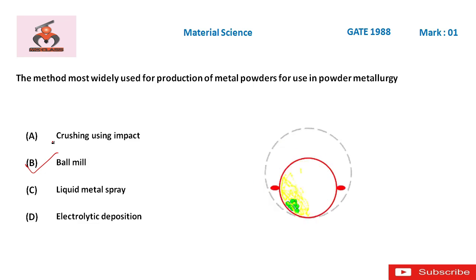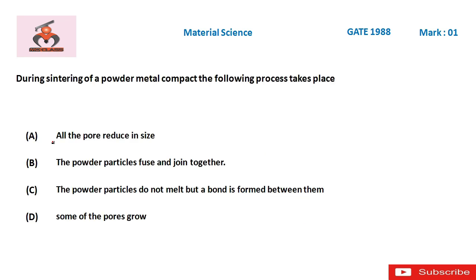During sintering of a powder metal compact, the following process takes place: all the pores are reduced inside; the powder particles fuse and get joined together; the powder particles do not melt, but a bond is formed between them; some of the pores grow. So in powder metallurgy, sintering is a very important process.